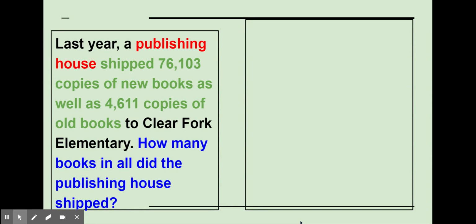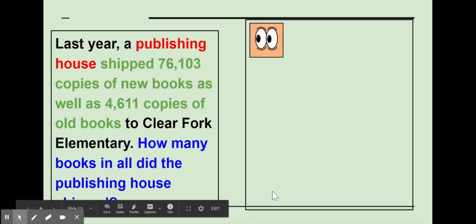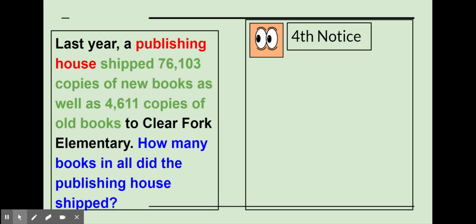All right, now we're going to give our problem a fourth and final look. Last year, a publishing house shipped 76,103 copies of new books, as well as 4,611 copies of old books to Clear Fork Elementary. How many books in all did the publishing house ship? And in our fourth and final look is where we want to be able to summarize, either by telling or writing the steps that you did to solve the problem, so that you show that you understand how you solved the problem and that your answer is reasonable. And so we're going to use our last 3 looks to explain that.